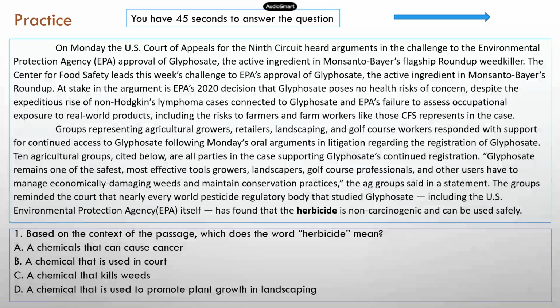Based on the context of the passage, what does the word herbicide mean? So the word is highlighted here. So herbicide is what this product Roundup is, right? So Roundup is a weed killer. It kills weeds. So that's what herbicide means. Agricultural products that we use to kill unwanted plants. So the correct answer is C. Okay, question 2.